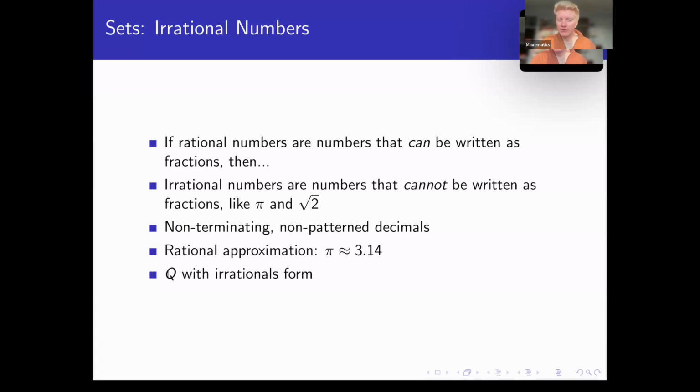The set of rational numbers with the set of irrational numbers, the set of all numbers that can be written as fractions and the set of all numbers that cannot be written as fractions, they form R, which is the real numbers.